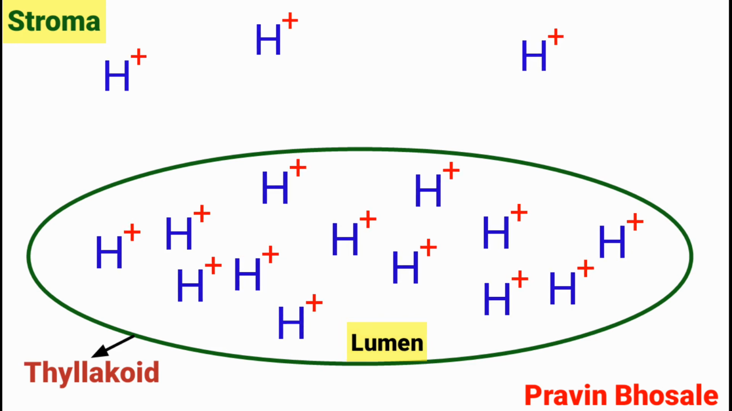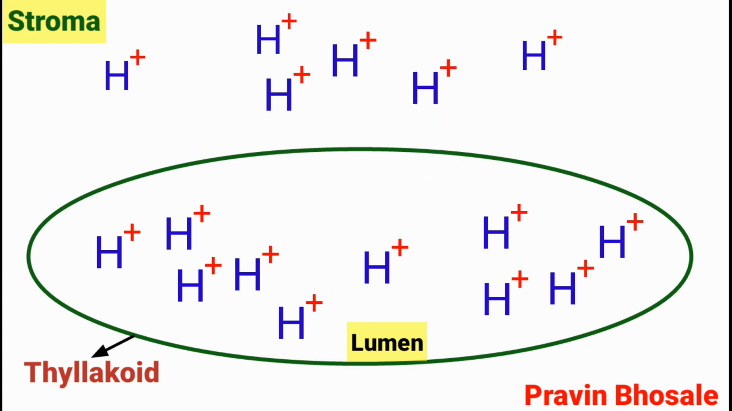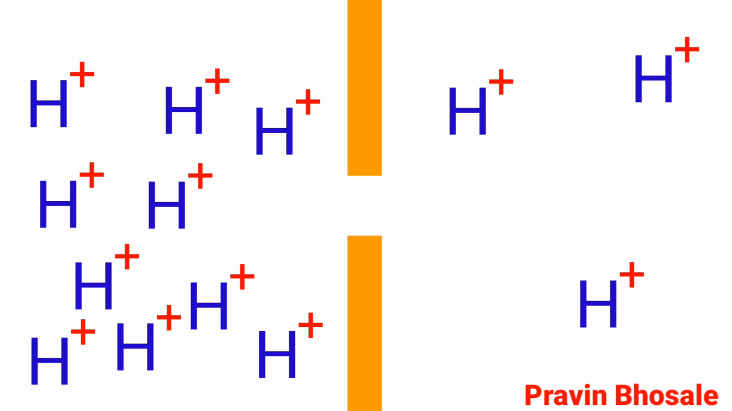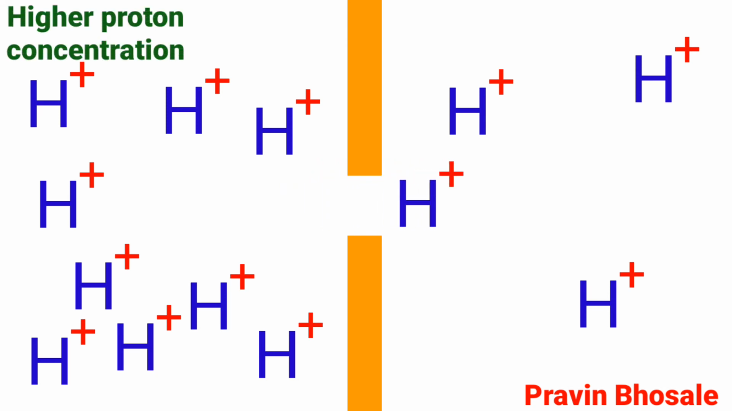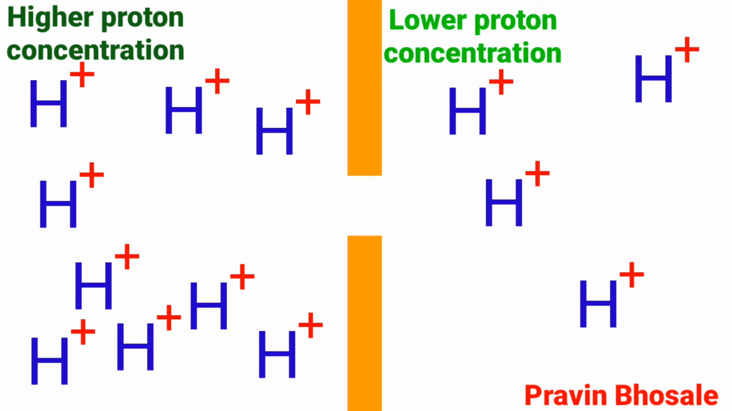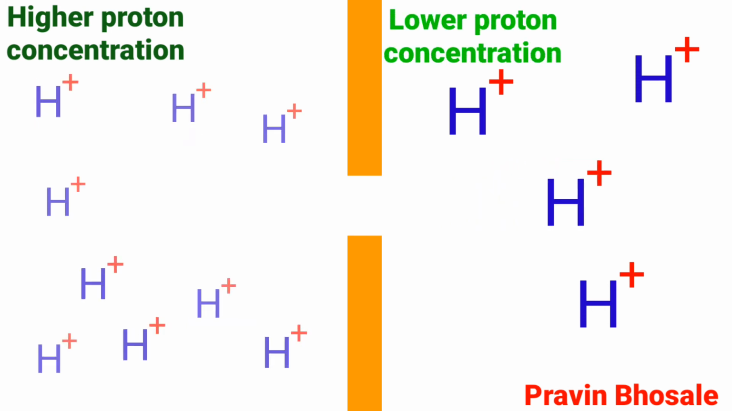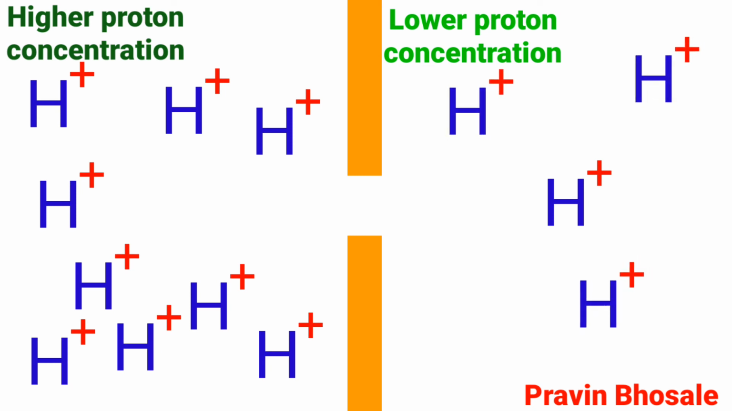This creates a proton gradient across the thylakoid membrane. There is subsequent spontaneous movement of protons generating energy which is used for the synthesis of ATP. When hydrogen ion protons diffuse from an area of higher proton concentration to an area of lower proton concentration, an electrochemical concentration gradient of proton is developed.